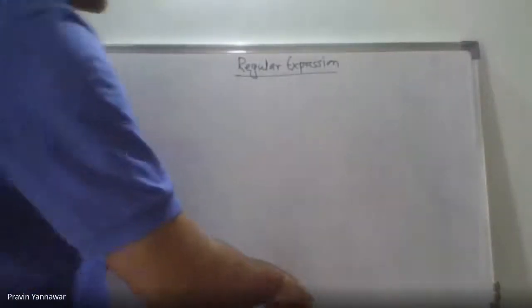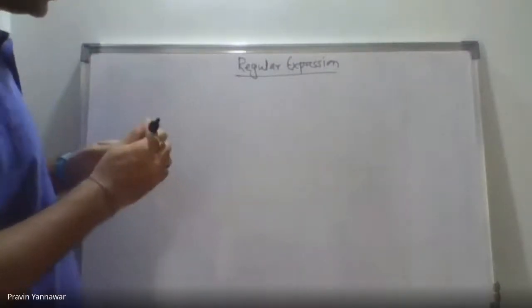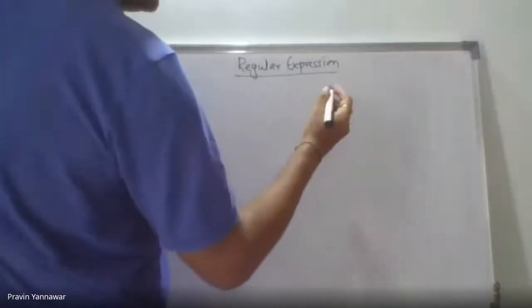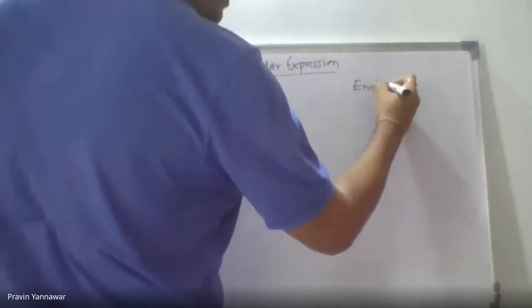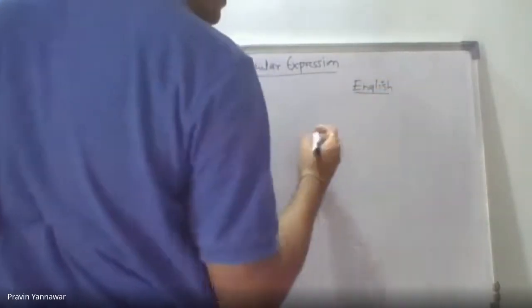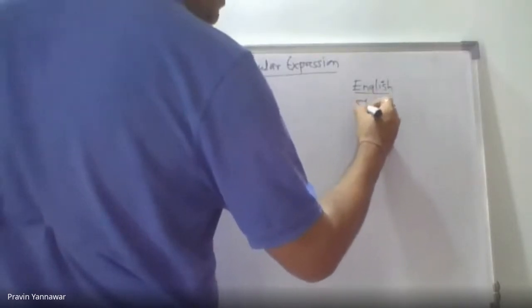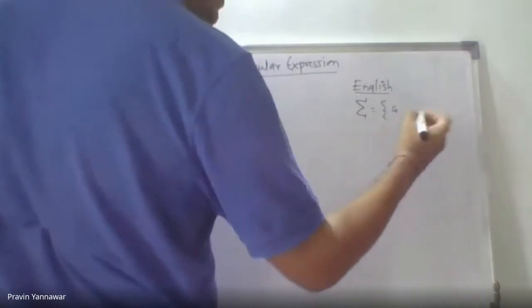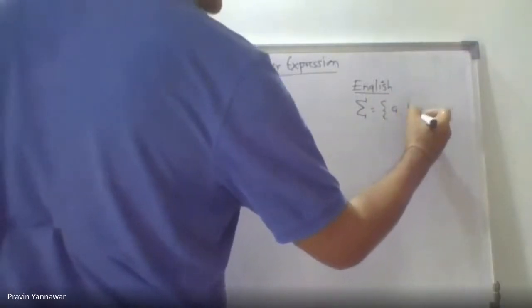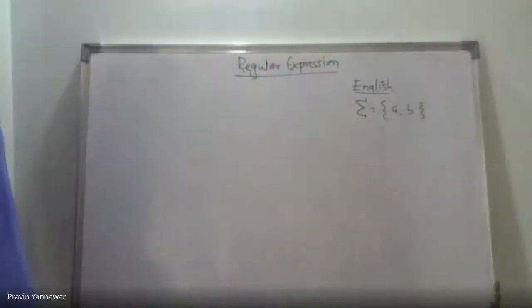Okay, we still have 15 minutes, so we can at least understand this. Say for example, we have the English language, and English has a set of alphabet, which we'll write as sigma. Say the set of alphabet is A and B. So in my set of alphabet, I have only two symbols, A and B.